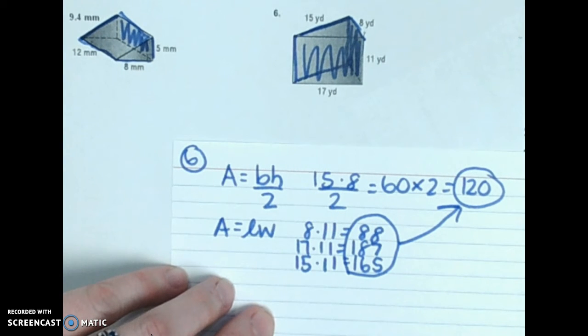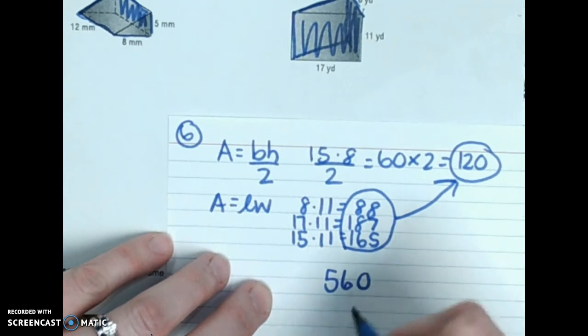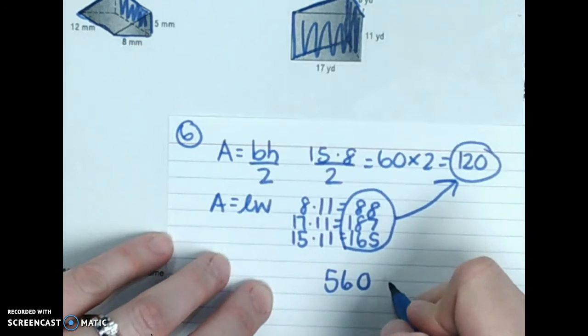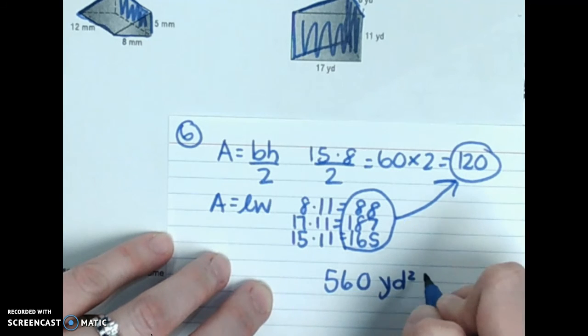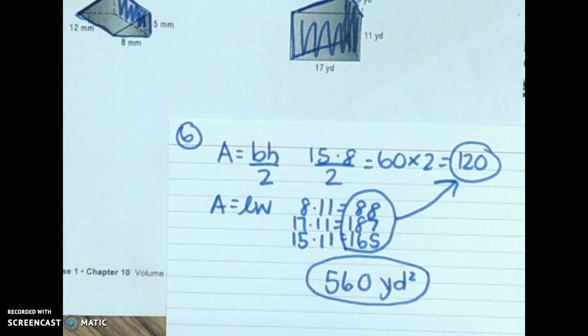I'm going to take all of these and add them together. So 165 plus 187 plus 88 plus 120. And we're going to get an answer of 560. Label is yards squared. So be checking, looking to see how you're doing.